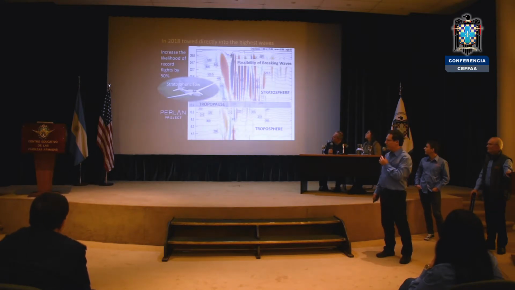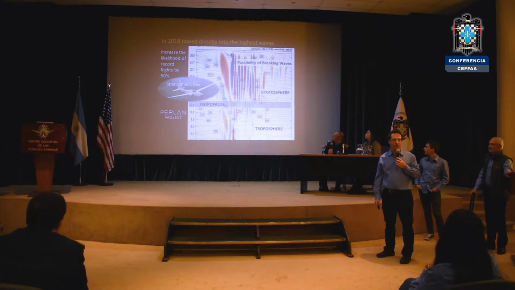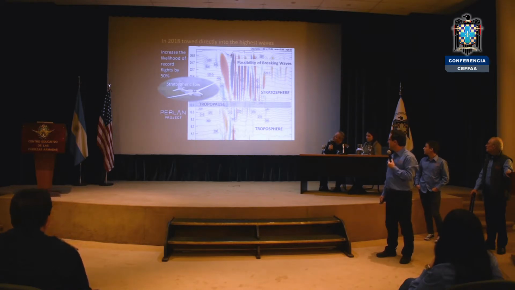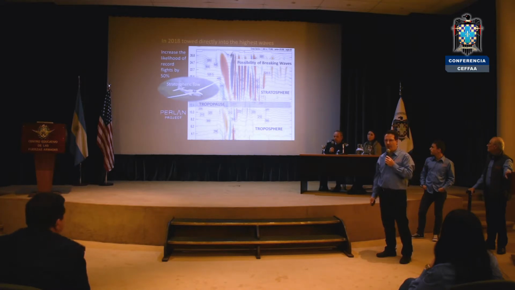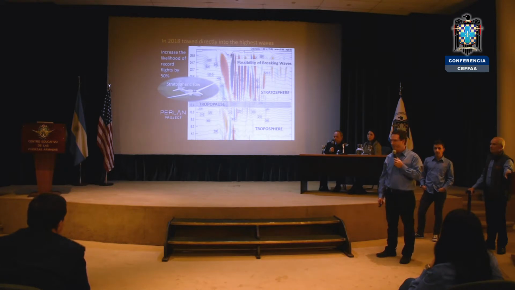In 2018, we changed the tow plane. We found a high altitude tow plane built in Germany. And a company in Texas, in the US, had imported this plane and was able to fly it from Texas to bring it to here.